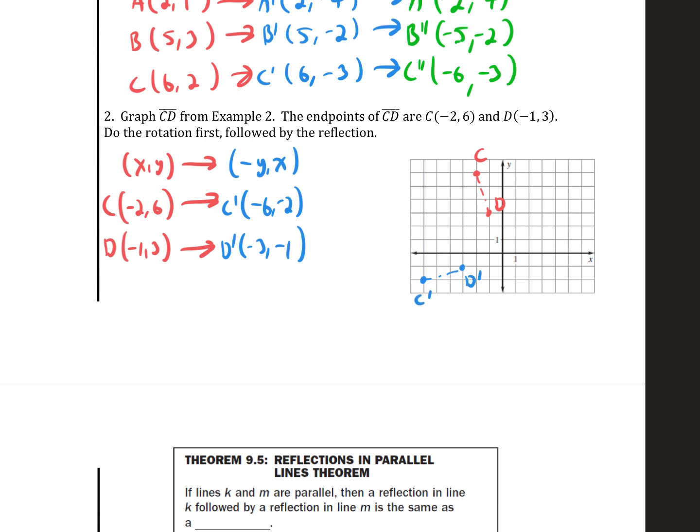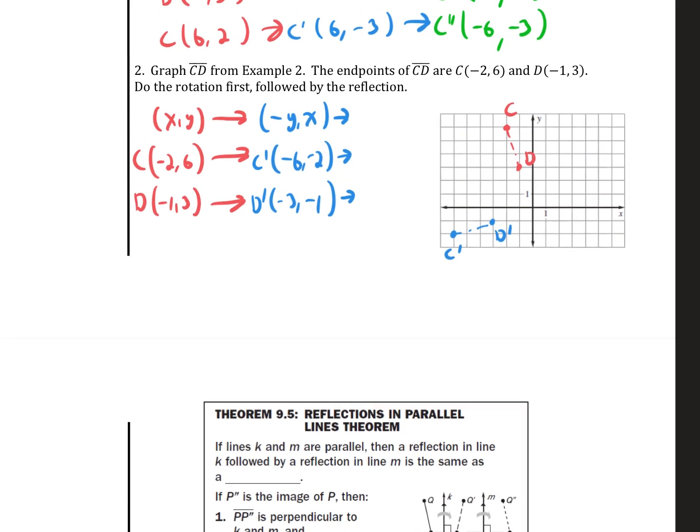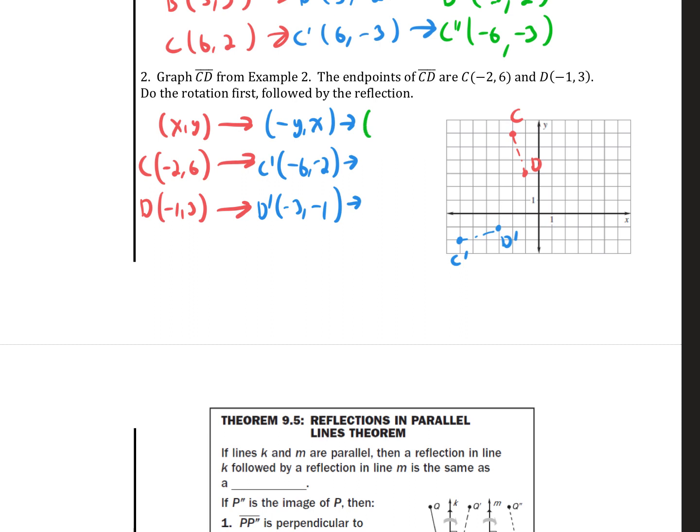And then the last thing we have is the reflection, which is going to be the opposite of x and y stays the same. So it's going to be C double prime and D double prime. Opposite of x is going to be 6. Negative 2 is going to stay for y, and D double prime is going to be 3. Y is going to stay the same. We get 3, negative 1.